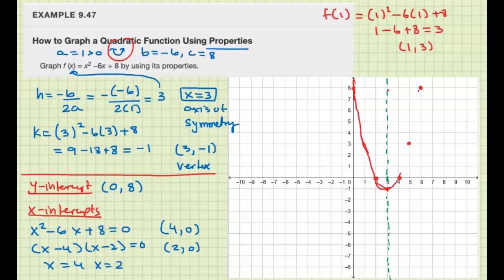Now you're going to make that parabola shape as best as you can. Alright, there you go. So there's the graph of this parabola right here. So this is graphing using properties, finding all these details, and then adding them to the graph as you go along.